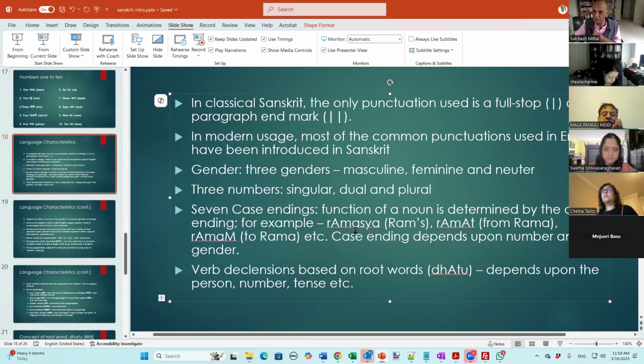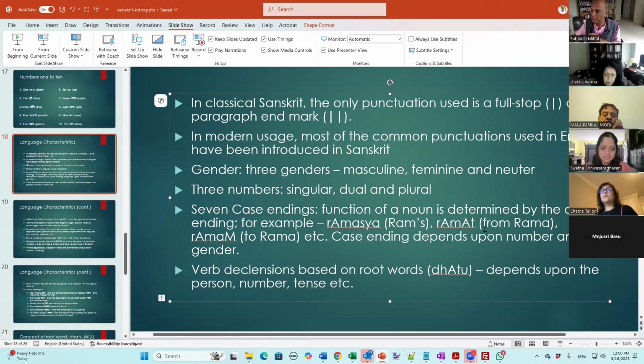Same with Rama. If something belongs to Rama, then it is Ramasya. And if I give something to Rama, then it will be Ramaya. So it's the ending which will determine what the meaning is, and all these are encased in that ending itself. There are 7 case endings, and we'll come to that example next time.